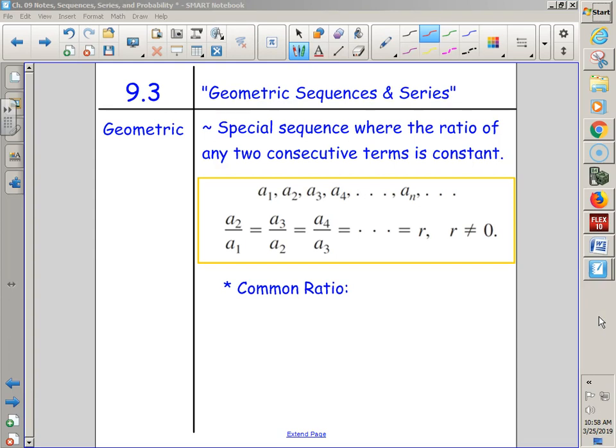Section 9.3, geometric. You saw them last year. Arithmetic and geometric. Arithmetic, the pattern: plus D, plus D, plus D, plus D, plus D. Geometric, the pattern. Which one did you learn first, arithmetic or geometry? Which one did you learn earlier, arithmetic or geometry?